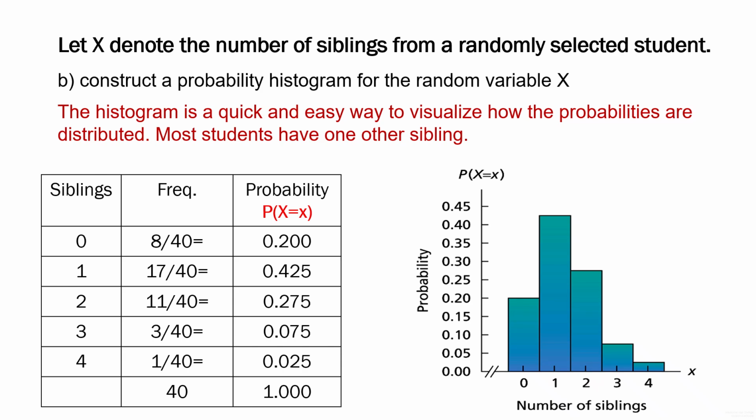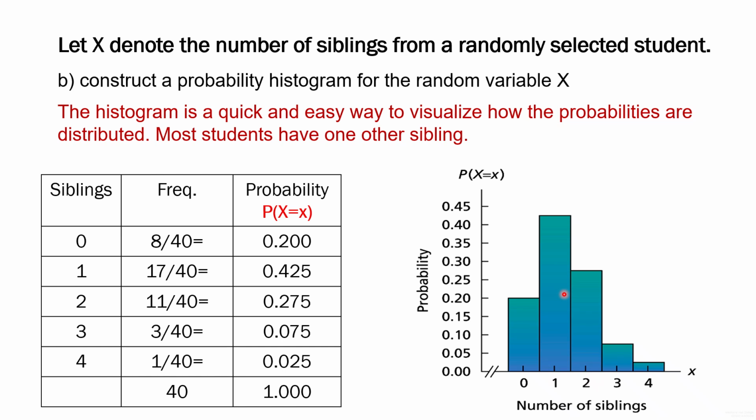And the second part of this question would be to construct a probability histogram for the random variable X. And of course, the histogram is just a quick and easy way to visualize how the probabilities are distributed. And most of the students have one sibling. So to construct a probability histogram for X, we would plot its possible values on the horizontal axis and display the corresponding probabilities on the vertical. So referring to the table, we would end up with this probability histogram of the random variable X.